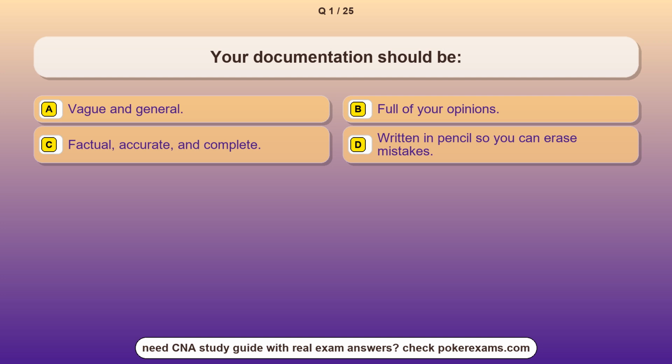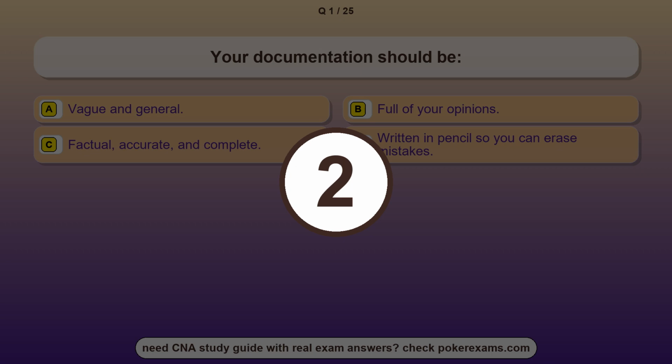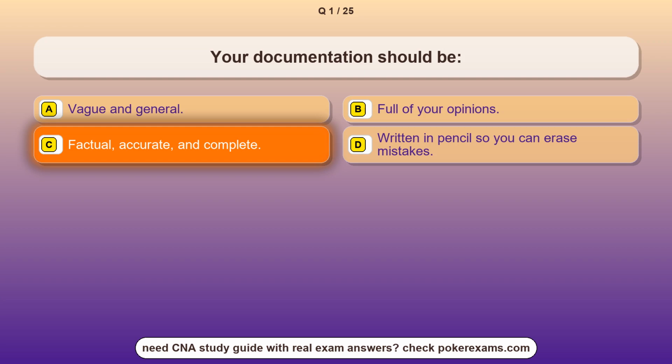Question 1. Your documentation should be: Option A, vague and general. Option B, full of your opinions. Option C, factual, accurate, and complete. Option D, written in pencil so you can erase mistakes. The correct answer is option C, factual, accurate, and complete.